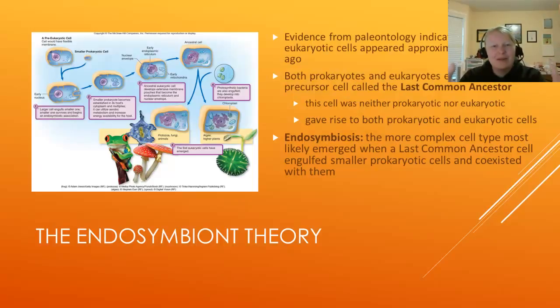Some of the things that help prove this theory is that both mitochondria and chloroplasts have their own DNA within the cell, and they also have a double membrane from that original phagocytosis.